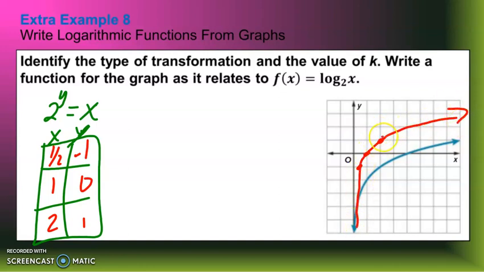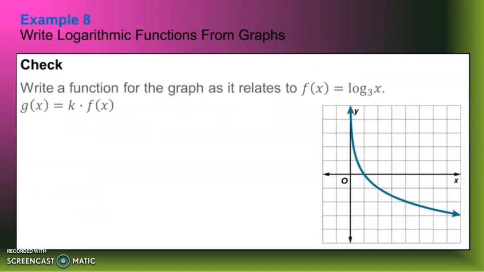So you can see that this point right here moved down 2 spots. So this would mean I would have g of x equaling log base 2 of x minus 2. So the only thing that changed was the whole thing moved down. So this is a translation 2 units down.